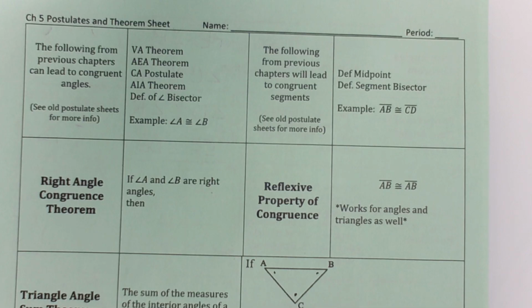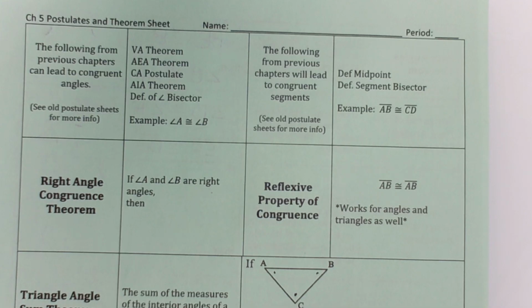From previous chapters, we've talked about vertical angle theorem, alternate exterior angle theorem, corresponding angles postulate, alternate interior angle theorem, definition of angle bisector. These are all things that when we worked with them in previous chapters, they allowed us to say that things are equal. But as we get into today's proofs, we don't want things actually to be written out as equal, we want them to be written out as congruent. So all of these things can also lead to congruences.